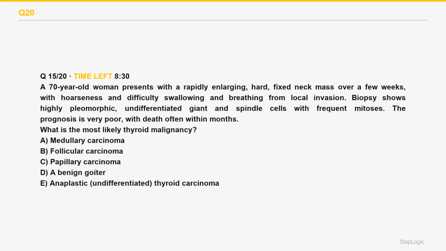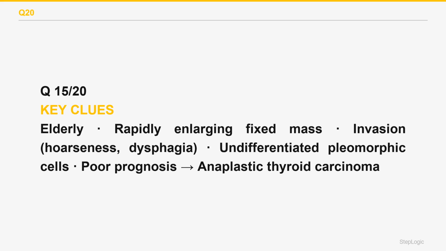Read the command: most likely thyroid malignancy. Elderly woman, rapidly enlarging fixed mass, local invasion, undifferentiated pleomorphic cells, poor prognosis: anaplastic thyroid carcinoma. This is anaplastic, undifferentiated thyroid carcinoma, the most aggressive thyroid malignancy, occurring almost exclusively in the elderly.